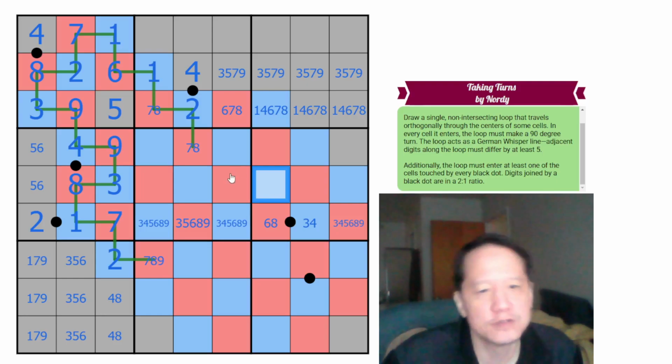How else can this loop go? That would be 1. This would be 2, 3 if it goes that way. This would be 3, 4. That seems fine. Or it could go this way, which also seems fine.